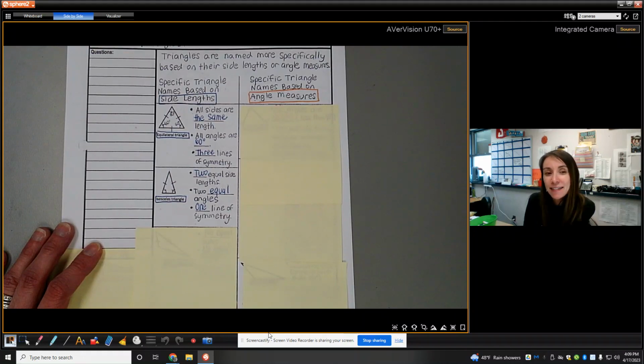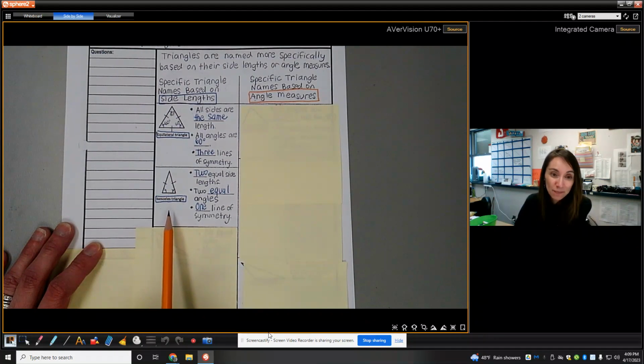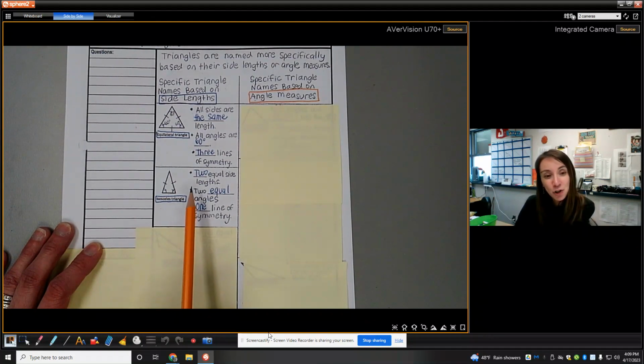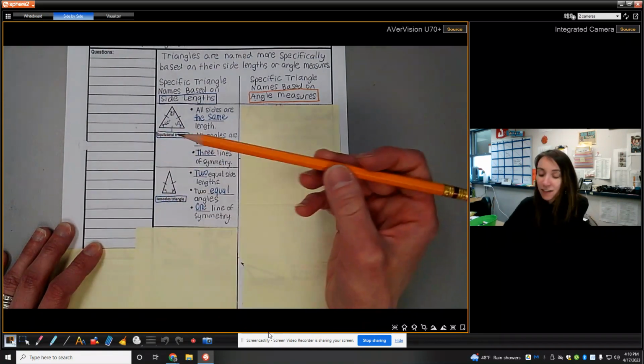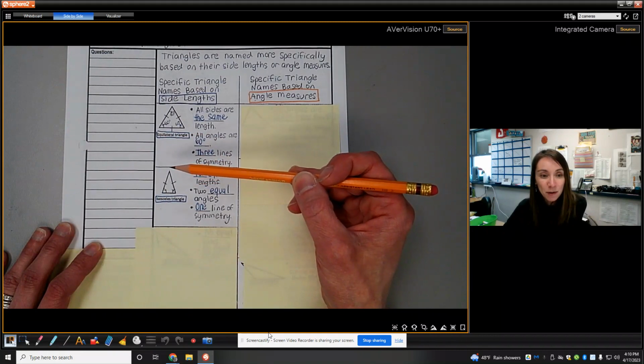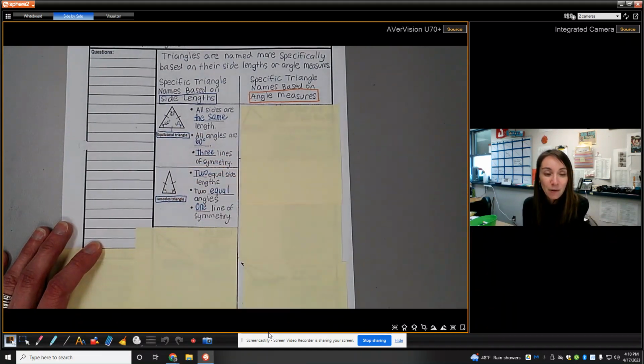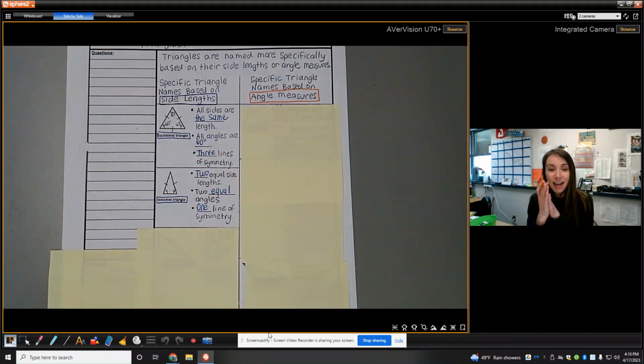Another triangle that's named based on its side lengths is the isosceles triangle. Isosceles triangles have 2 equal side lengths, right there and right there, as indicated by those matching tick marks, 2 equal angles, check out those arcs with matching tick marks, and 1 line of symmetry. The line of symmetry on an isosceles triangle would be right there, where I would fold on that line, and both of those sides on either side of that line of symmetry would be congruent.